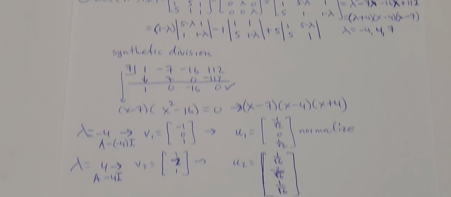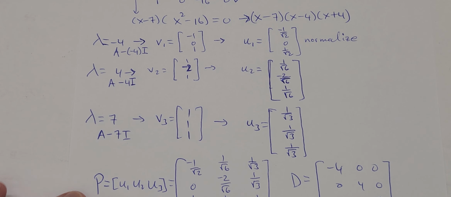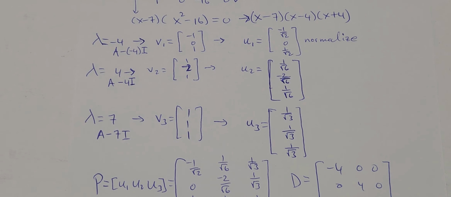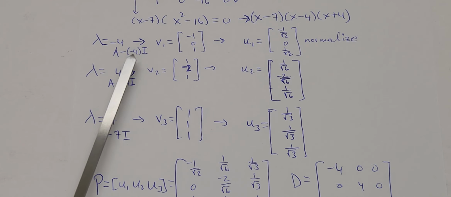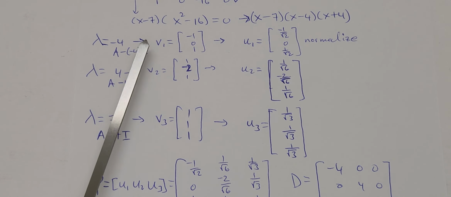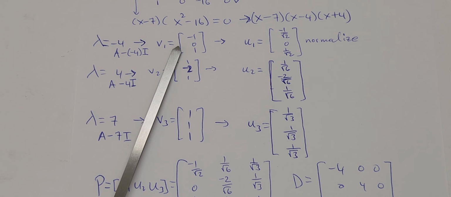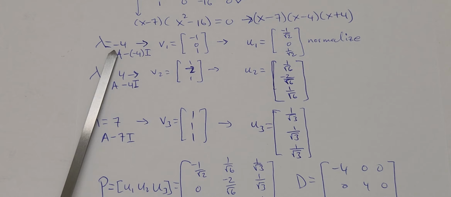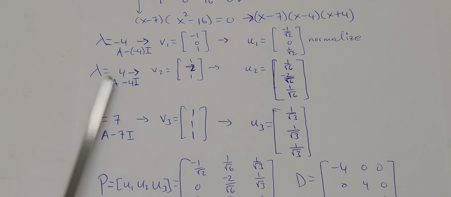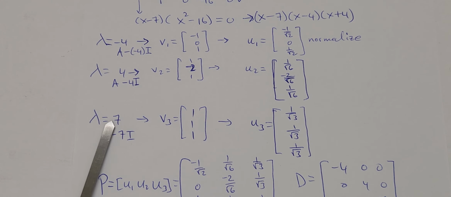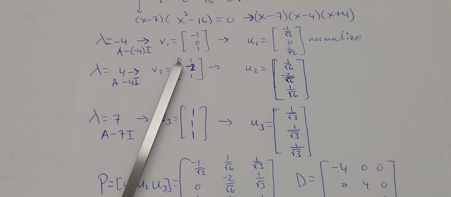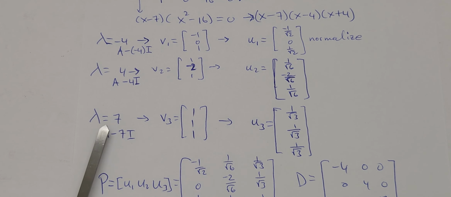Now take these three to go get my eigenvectors. Again, I'm going to shortcut this so that the video won't be too long. So here is our eigenvalue for -4. I'm skipping a lot of steps, so you should know how to get the eigenvector. So this is the eigenvector corresponding to the eigenvalue. Same thing with +4, same thing with +7. So know how to go through and get the eigenvector for each eigenvalue.